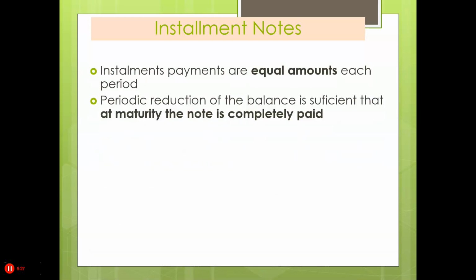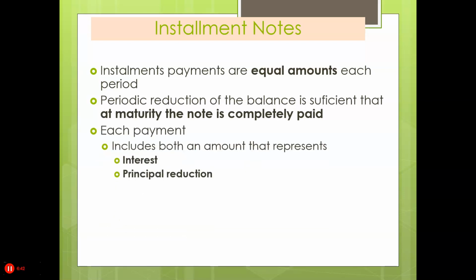Now let's look at installment payments. This is what happens when the payment is the same every single time. So you're going to have periodic reductions of the balance, which is sufficient that at maturity the note is completely paid. So instead of paying it at the end, you're going to be paying it off over time. This is what you do when you buy a car. So each payment includes interest and a reduction in the principal.